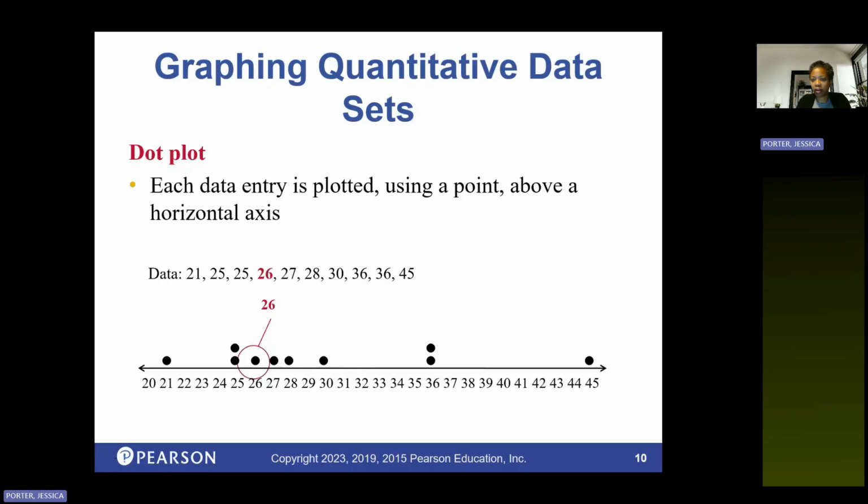Yes, I have a question. When starting the dot plot, we're starting where the first dot is, that's showing on the graph, like at 21. That's where we start our leaf. So your stem would be 2 and your leaf would be 1. Okay, just making sure.